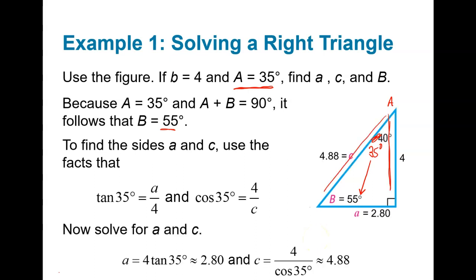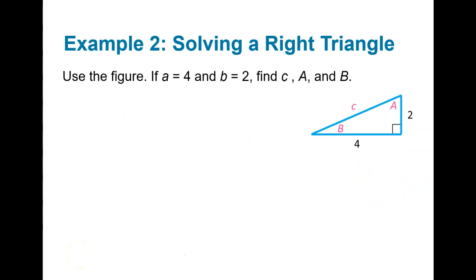So a is approximately 2.8, and then c is 4 divided by the cosine of 35, which we could also write, I should say, as 4 times the secant of 35 degrees. That would also give you that. Either way is fine. You just type it in your calculator, and you would do 4 divided by cosine 35 on a TI calculator anyway.